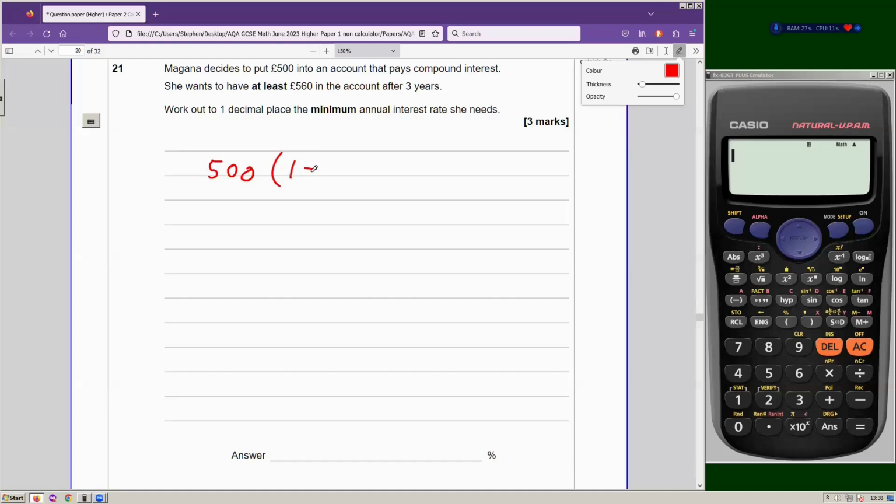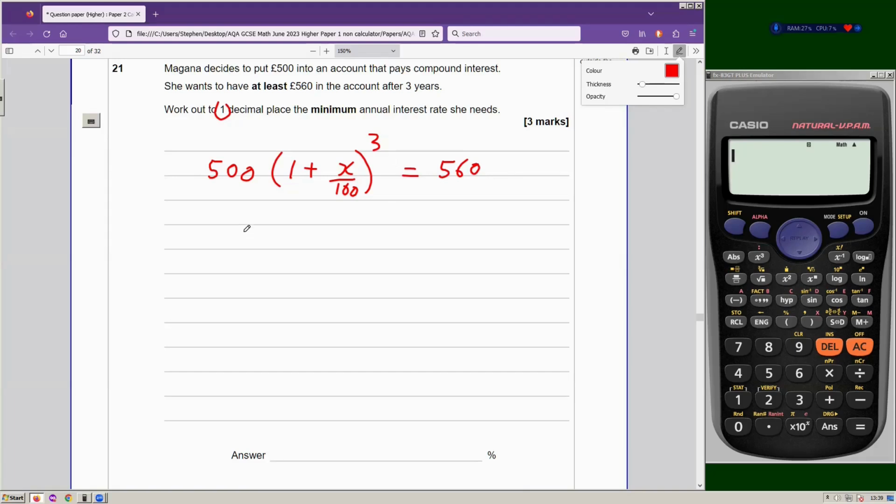1 plus the interest rate. I'm just going to put X in for now. X over 100, up to 3 years. Okay, and because it says to one decimal place, we could use trial and improvement to see if we can get to 560. Or we might be able to move it around. I'm just thinking, will equal 560. I can actually move it around.